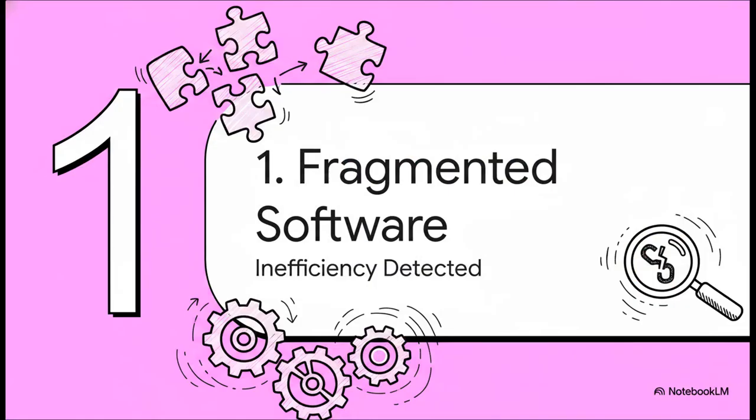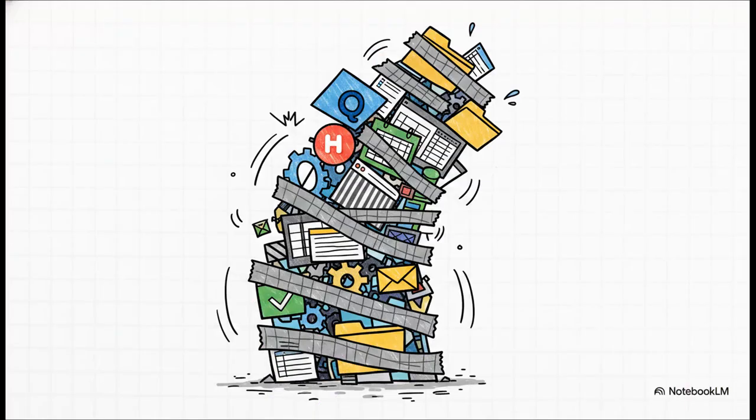Section 1. The fragmented software problem. System inefficiency detected. Look, we've got to start by diagnosing the disease here, which is the operational drag caused by disconnected tools. You are likely duct taping together legacy systems right now, right? You've got QuickBooks for accounting, HubSpot for your CRM, maybe Calendly for booking, MailChimp for marketing, Stripe for payments, and of course, a mountain of endless spreadsheets trying to tie the whole shebang together. This fragmentation causes what the source material calls decision decay. It dramatically increases your operational drag, and ultimately, it's just draining your bottom line.